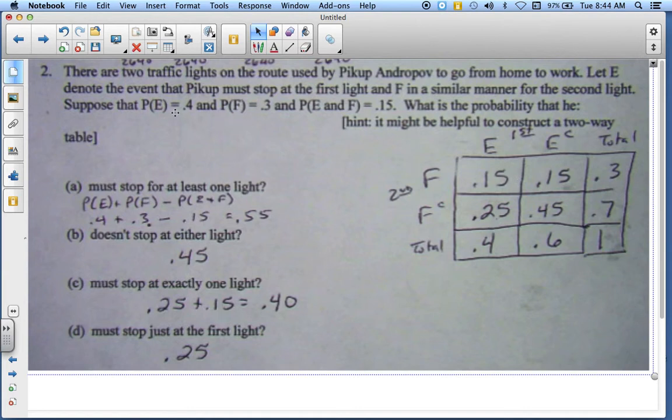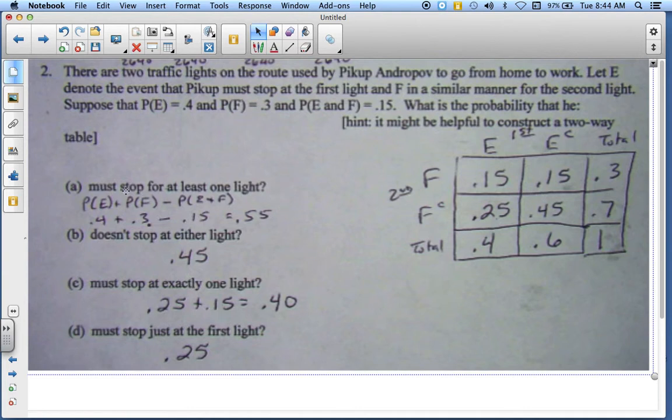Suppose that E is 0.4, so that's the total for E. The total of F, which is stopping at your second light, is 0.3. Remember, your whole thing has to add up to a probability of 1. So 1 minus 0.4 is 0.6, and 1 minus 0.3 is 0.7. Now you have your totals. Now here's your intersection of 0.15, stops at both lights. From there, you can just use subtraction to fill in the rest of it.